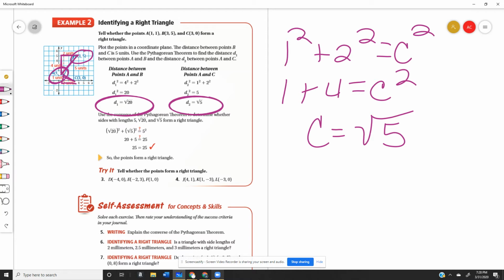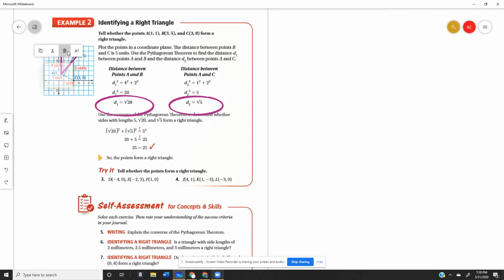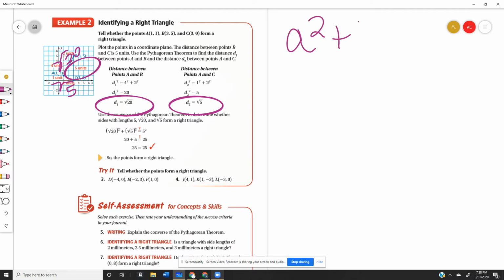So now, let me come over here and delete some stuff, and I'll show you. What we found is that this distance right here is the square root of 20, and this distance right here is the square root of 5. And those are both legs. So we're going to use those to see if this is a right triangle by seeing if A squared plus B squared equals C squared.